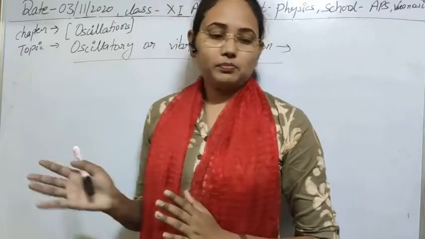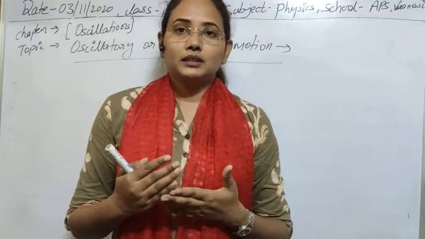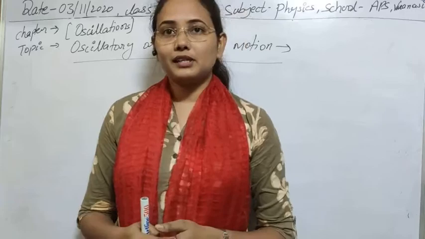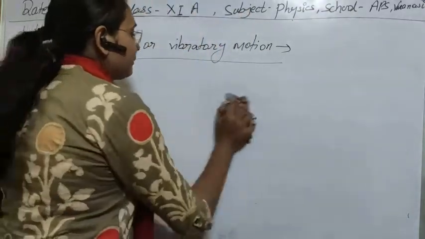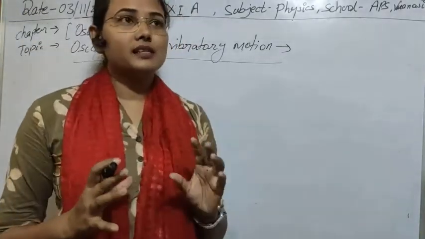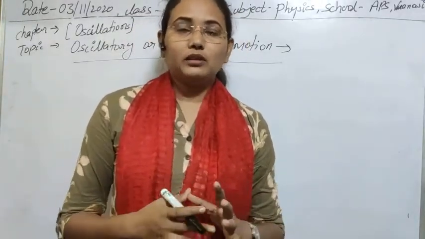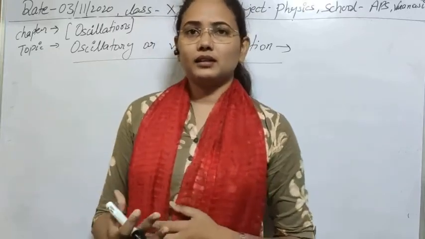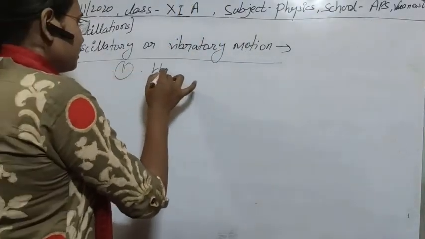I think this primary explanation and introduction about oscillatory and vibratory motion is clear to you. If this is clear, then first let's see some basic topics that are needed to explain this whole chapter, and that are very important to know, because without the basics you cannot understand the other things. So the next topic is: what is harmonic motion?